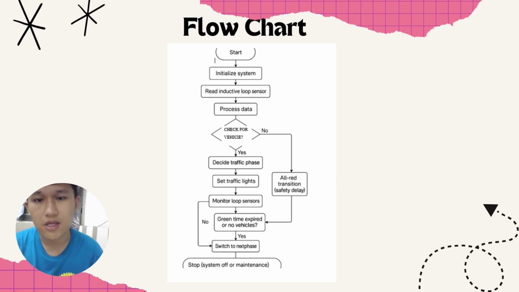If the sensor detects a vehicle, the system first decides the traffic light phase, which sets the traffic light to green. When it turns green, it will monitor the loop sensor and detect how many cars, so it can decide if it needs to extend the time for the green. If yes, it extends; if no, it switches to the next phase. So that's all.